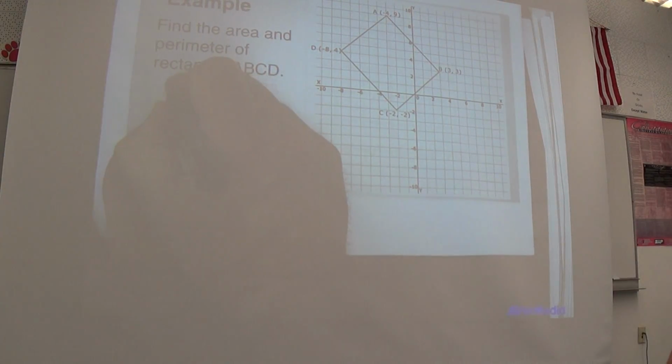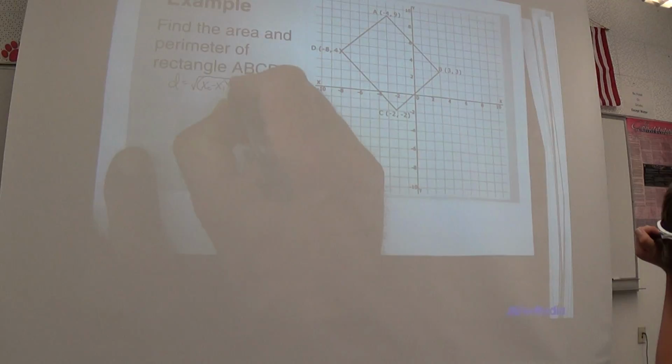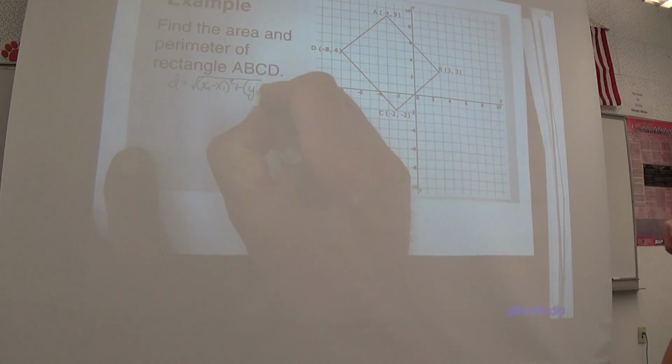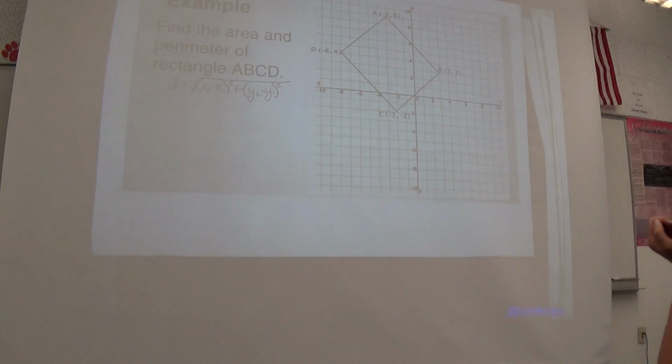So remember, the distance formula is equal to the square root of x2 minus x1 squared plus y2 minus y1 squared. You got to take the square root of all that.